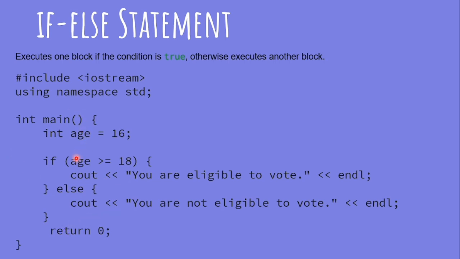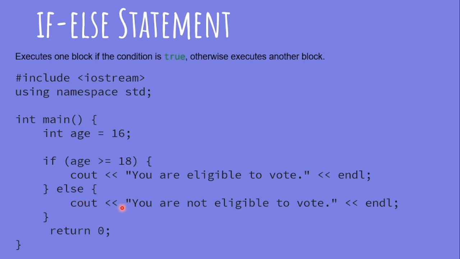First of all we check the condition, if age is greater than 18. Now we know that age is equal to 16, that is not greater than 18, so it does not execute the cout function inside the if statement. Then it skips this part and moves to the else condition. If this condition does not get true, then it will move to the else condition and print out this cout function that you are not eligible to vote. Basically, if the condition is false, the else part displays the message on the screen.